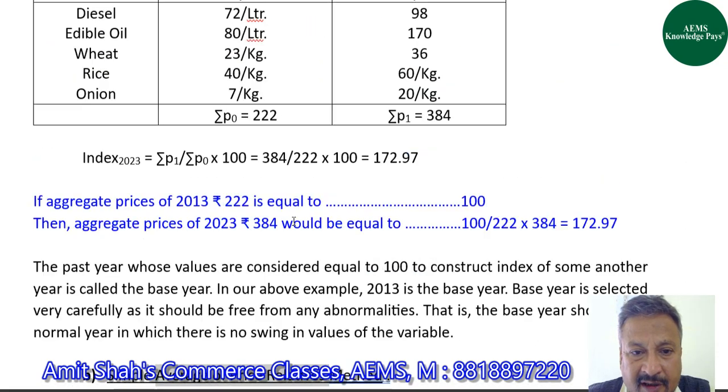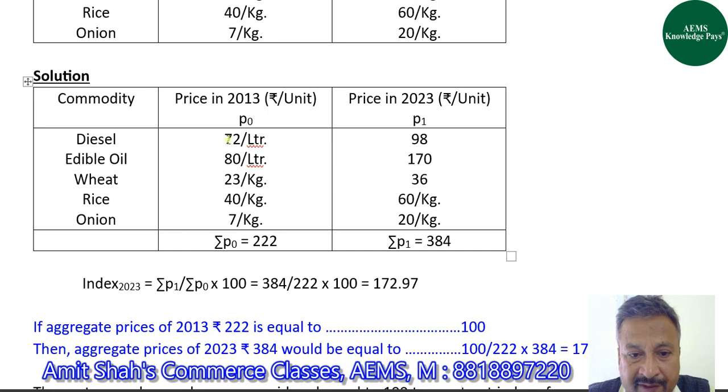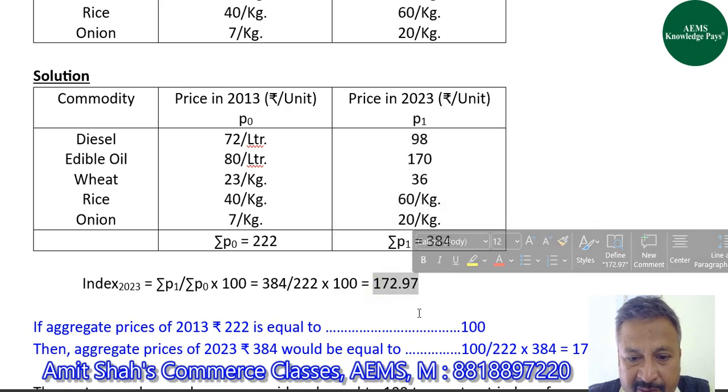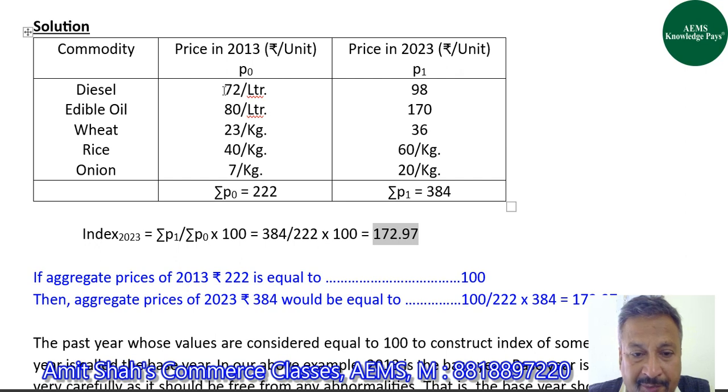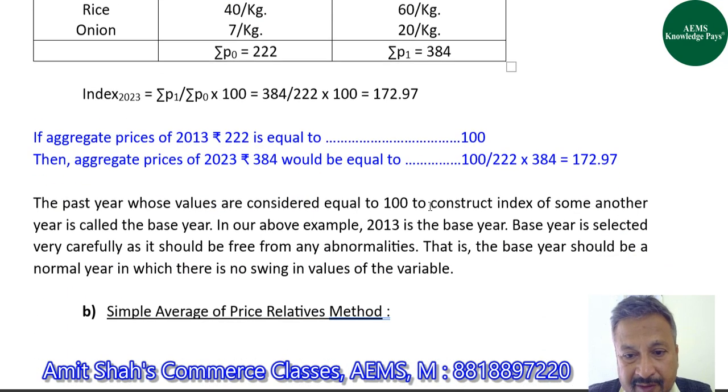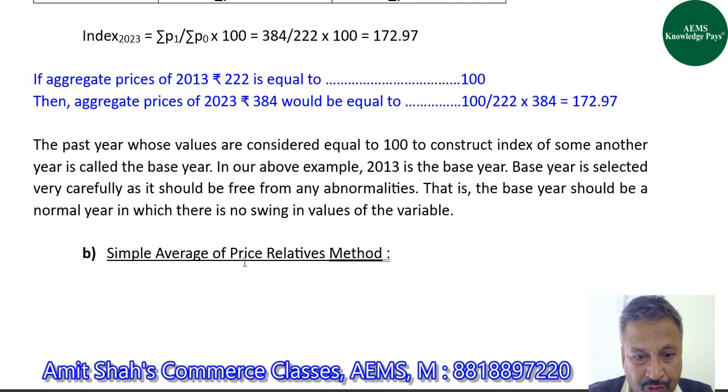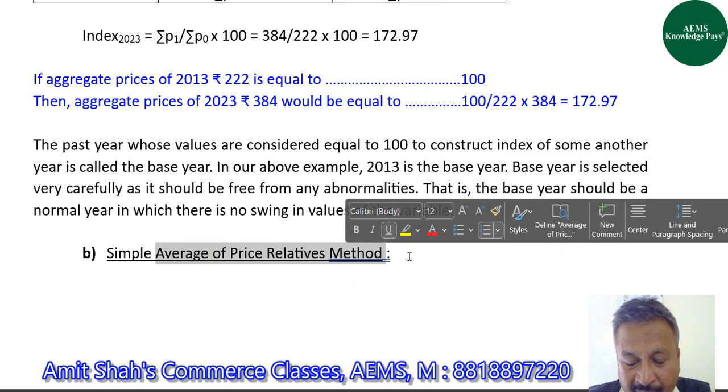In this method guys, in the previous method, we simply take total of prices of base year and the current year and then we construct index number. We do not compare price of a particular commodity over these 2 years. Here we do so. So here we compare prices of a particular commodity for its base year as well as current year.